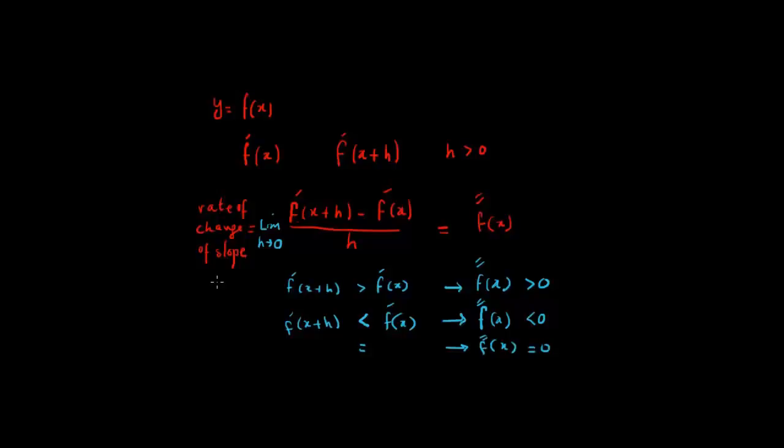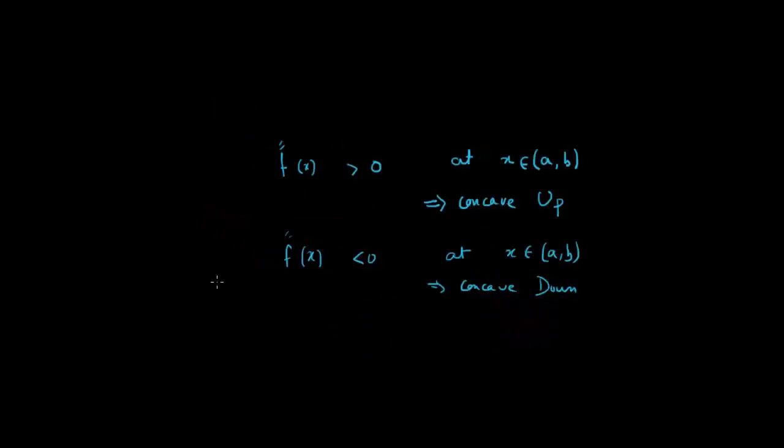The first case corresponds to concave up, the second case corresponds to concave down, and the third case corresponds to no concavity. So a concave up function is basically one whose second derivative is positive at every point in an open interval, and if the second derivative is less than 0 for every point in that interval, then it's a concave down function.